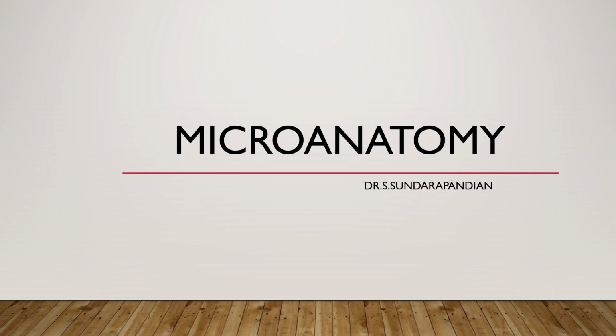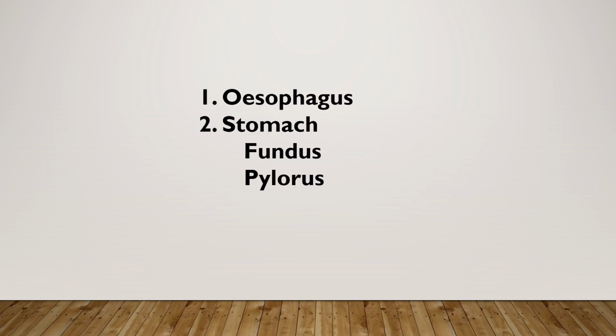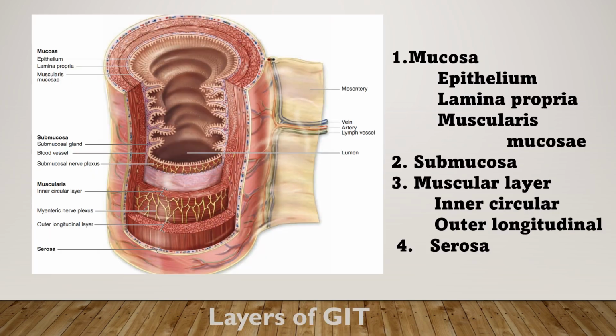Dear students, today we are going to see about the microanatomy of GIT, mainly two slides, esophagus and stomach. Under the stomach we have two slides, fundus and pylorus. So totally we are going to see about three slides. Before that, you should know about the common layers of GIT.